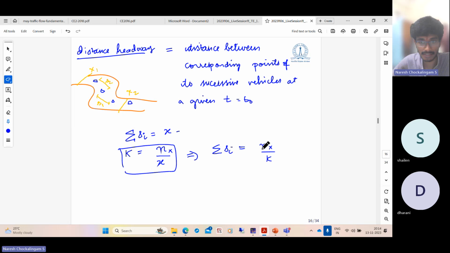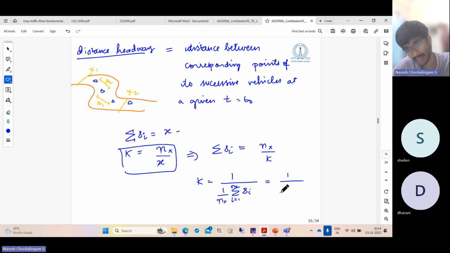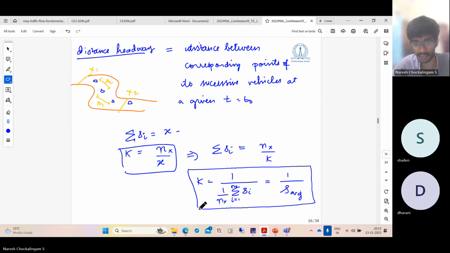Now again, you can bring this nx to the side, which means density is equal to 1 by summation si from 1 to nx, the total number of vehicles in that, divided by 1 by nx. So this is nothing but 1 by S average. So this is another critical relationship between the macroscopic and the microscopic parameter.